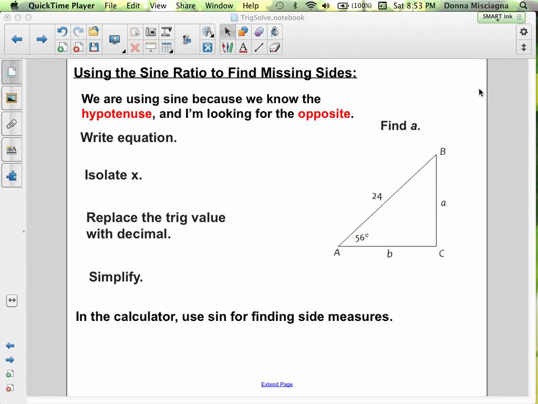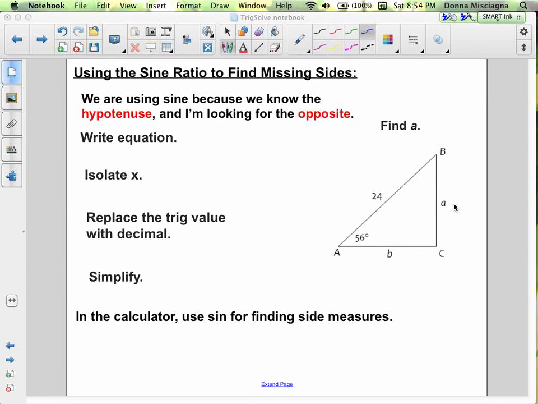So here we want to find A. And if we look at the angle that we're given, A is opposite that angle. It is across the triangle. It's not next to it. B is next to that angle. A is opposite because it's on the other side. We're given the hypotenuse and we want the opposite, so it must be sine.